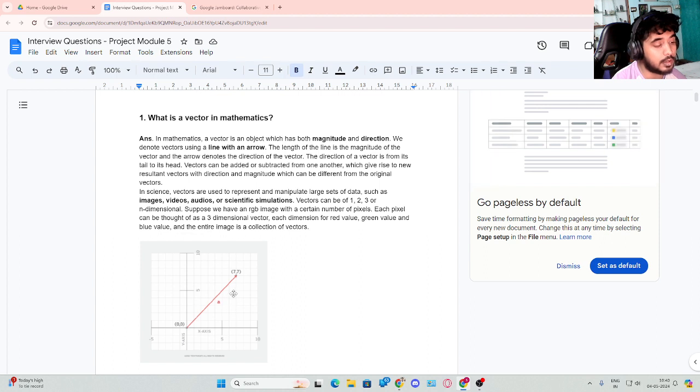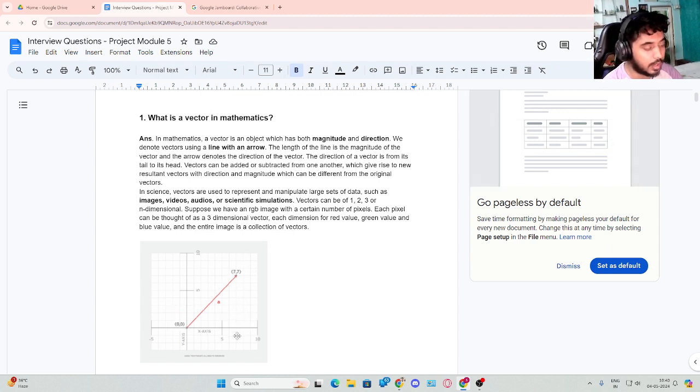We can get the direction using the tan value. So tan inverse of tan theta, of this right angle, will give the angle of this. So let's see.